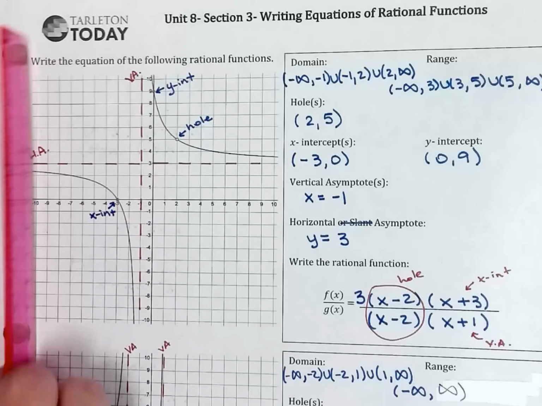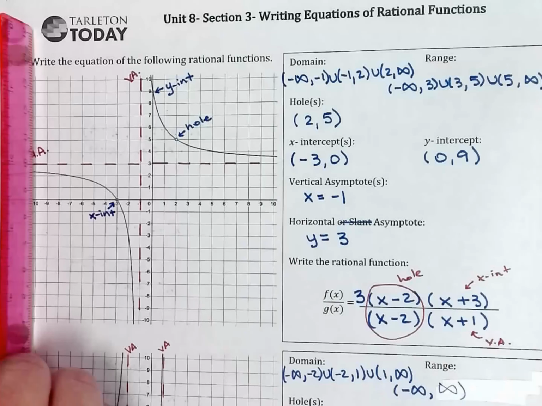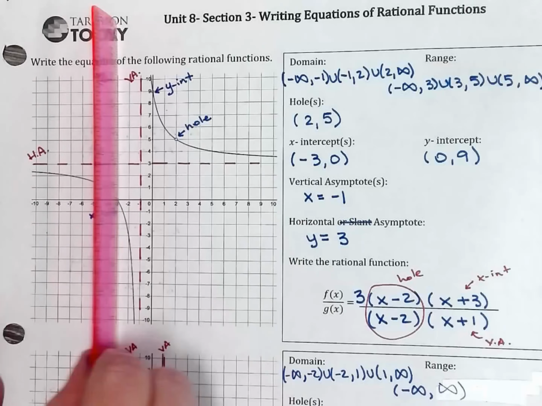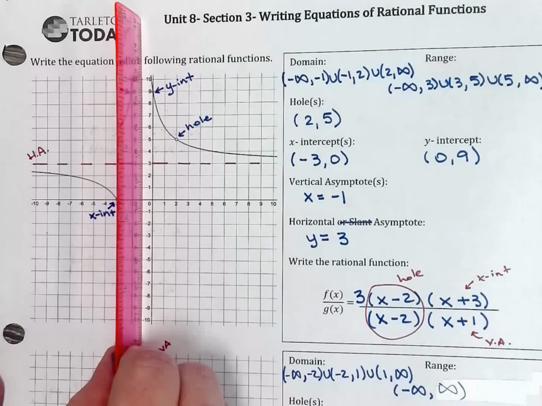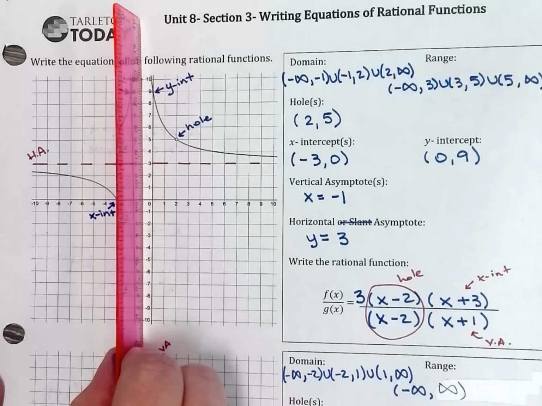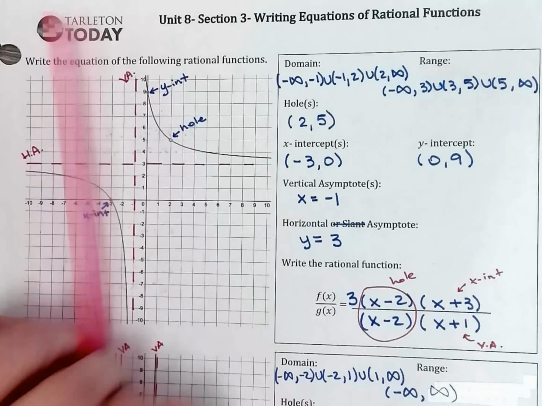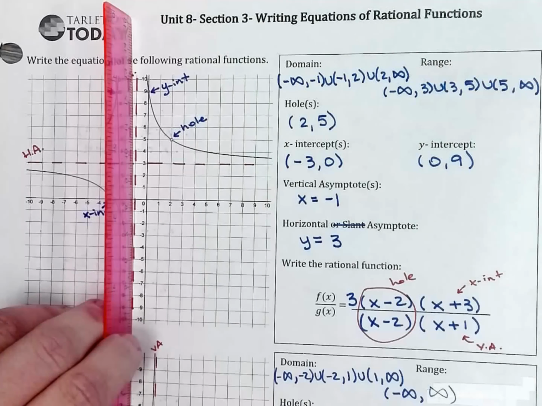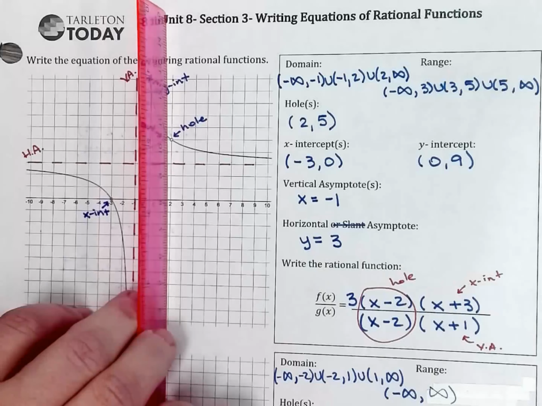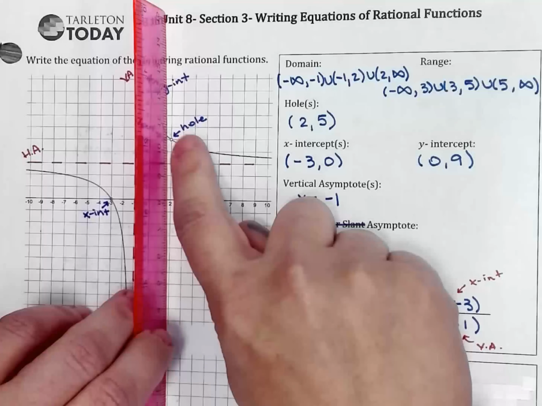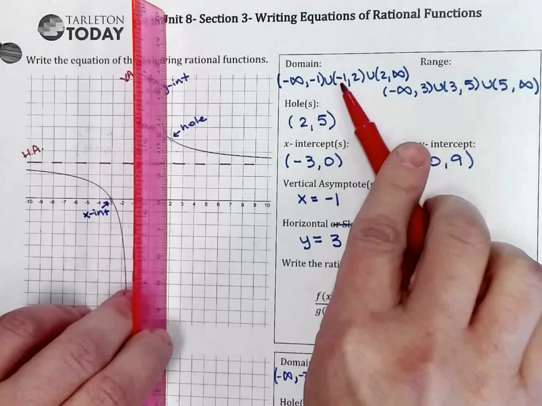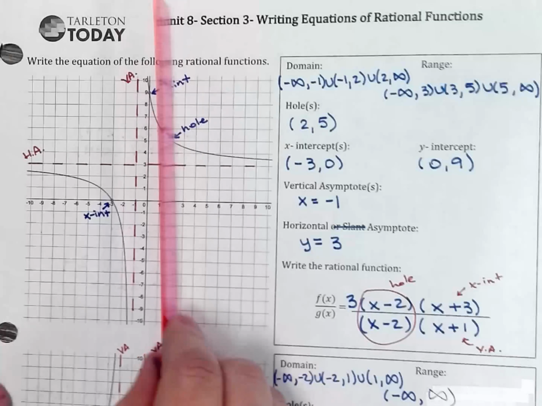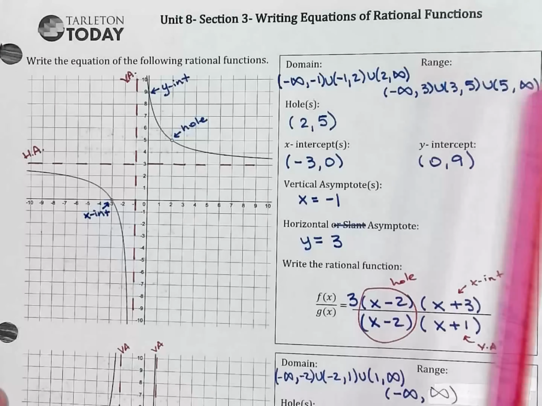So the domain is all the numbers starting at -infinity, going all the way, whoop, there's a gap. There's a break on the graph where the vertical asymptote is at -1. So that's your -1. And then it keeps going until there's another break on the graph where the hole is. So from -1 to 2. And then it keeps going toward positive infinity.